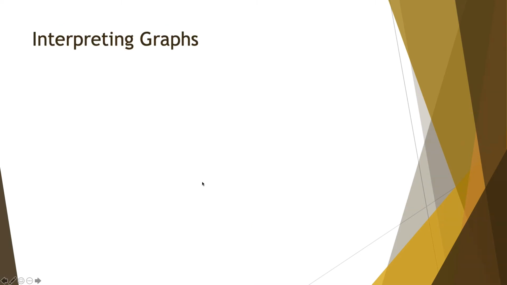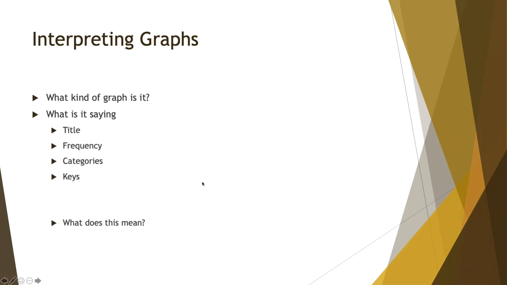Okay, right. A couple of things you need to know when you are trying to interpret a graph is to obviously figure out what type of graph it is. Is it a bar? Is it a histogram? Is it a line? Or is it a pie chart? Then what is it saying? You tend to find that out by the title. It'll tell you what the graph is about. The frequency will tell you the number of times something has occurred. The categories and the keys are also important things to note.